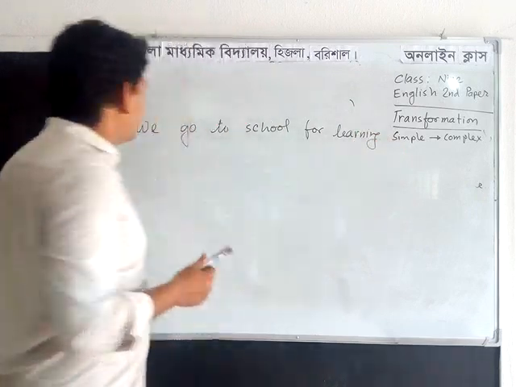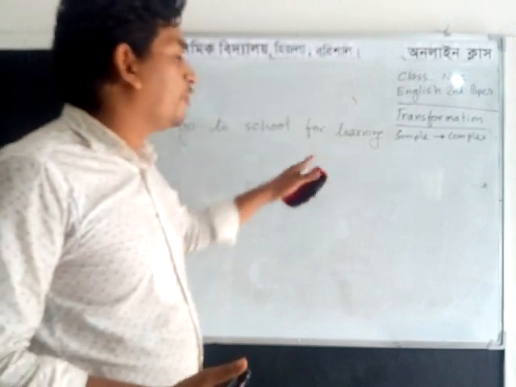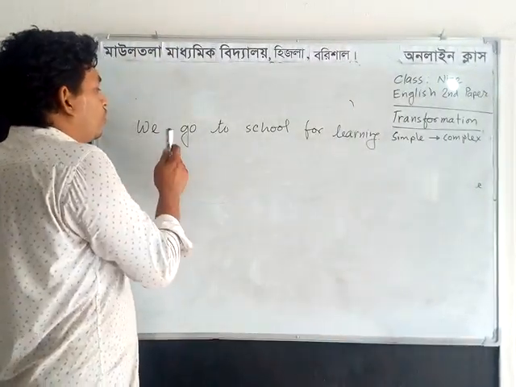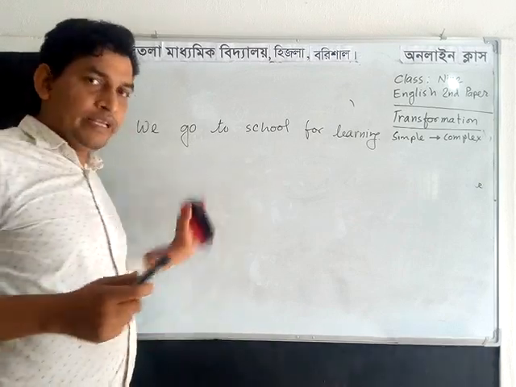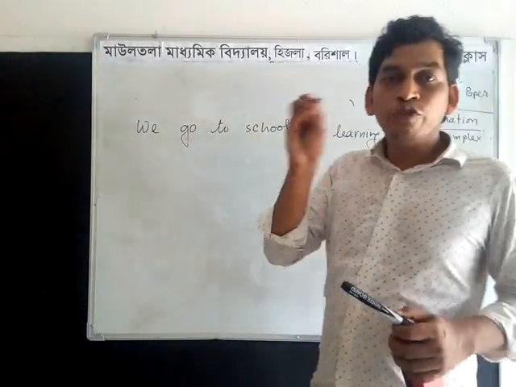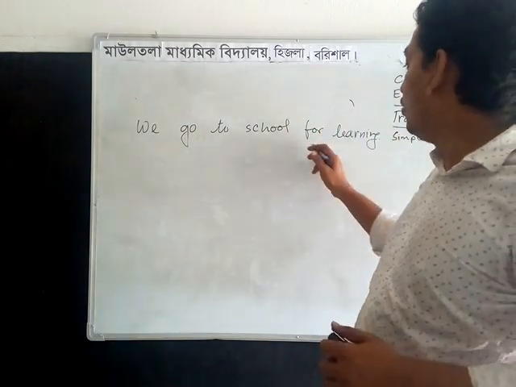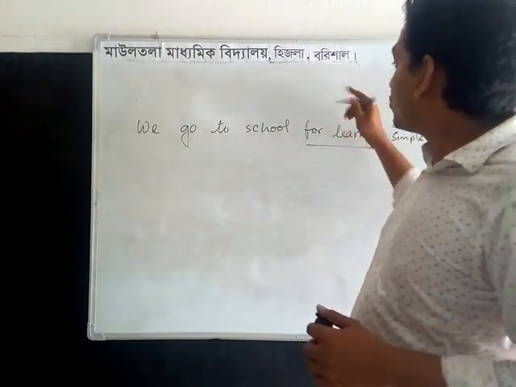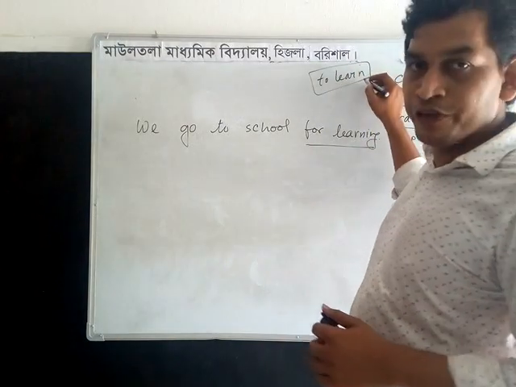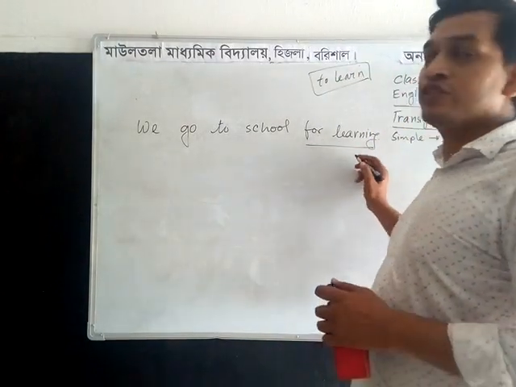Here, the question is that we go to school for learning. What is the purpose of our going to school? The purpose of our going to school is said here: for learning. We can write it also as to learn. Here, to learn is the infinitive form, and for learning is not an infinitive form.